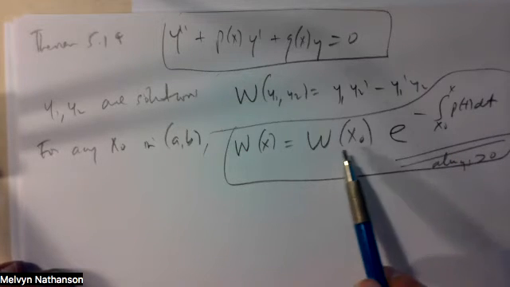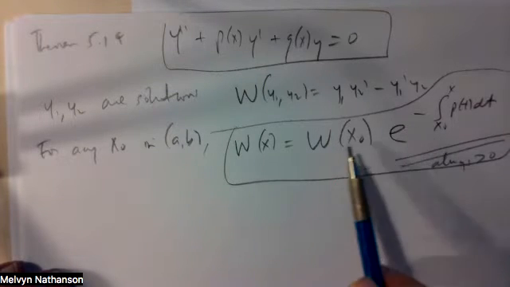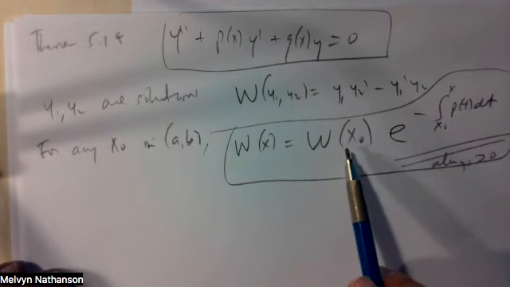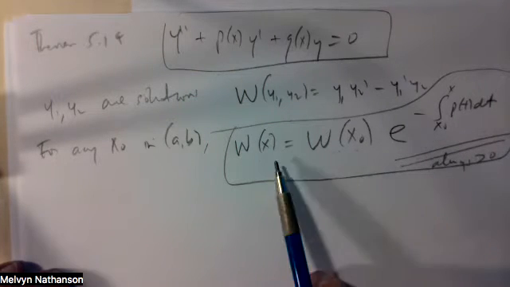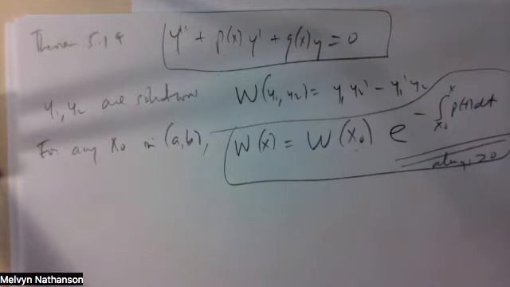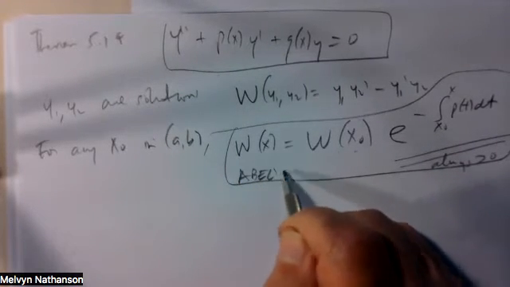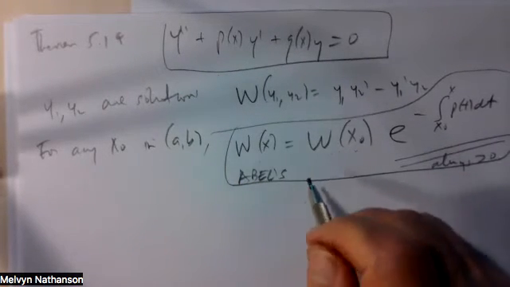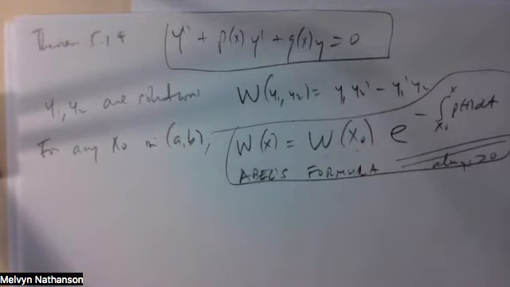So if W of x naught is positive, the Wronskian is always positive. If W of x naught is negative at some point, it is always negative. And if there's one point at which W of x naught is 0, then the Wronskian is identically 0. So this is a very useful formula. It's called Abel's formula, after a great Norwegian mathematician named Niels Henrik Abel. Okay.